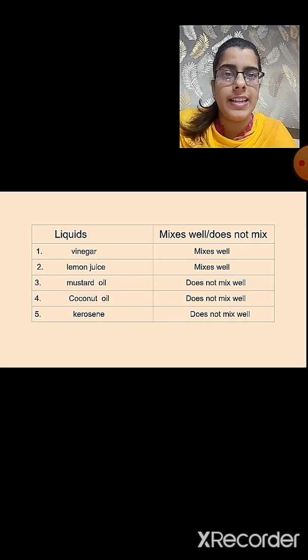Some other examples of things that mix or do not mix with water are vinegar and lemon juice. They both mix well with water, while mustard oil, coconut oil, and kerosene oil do not mix well with water.